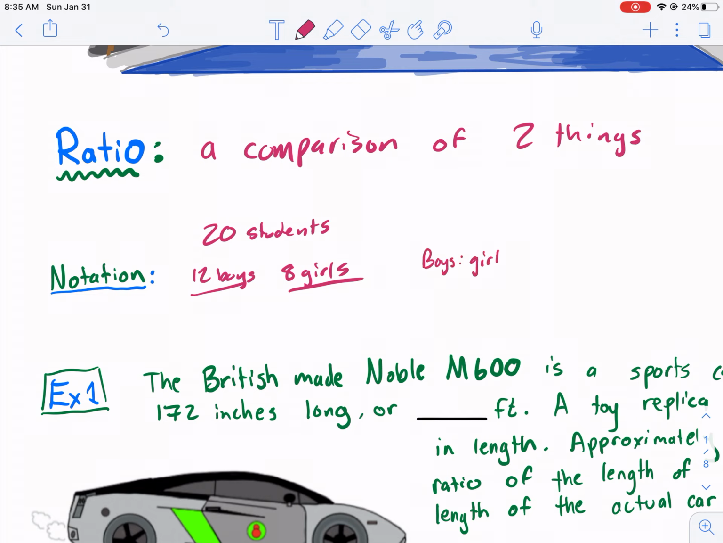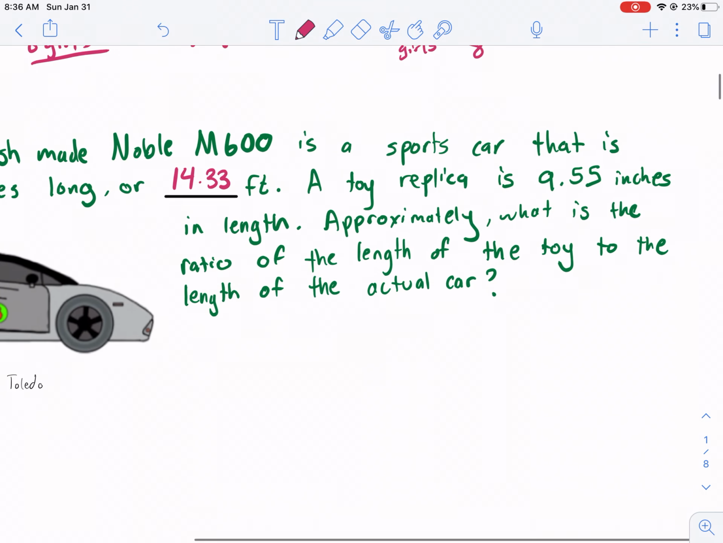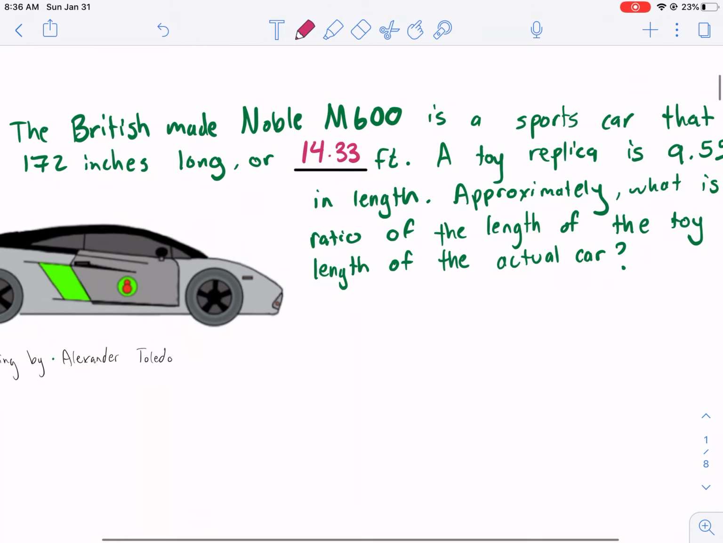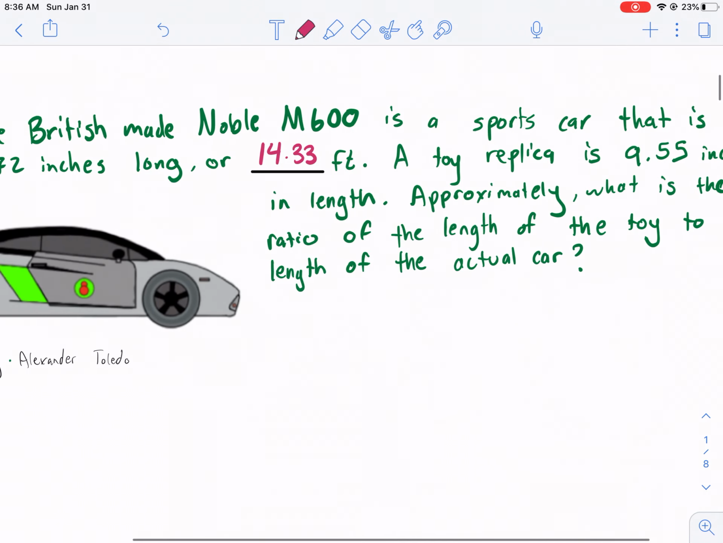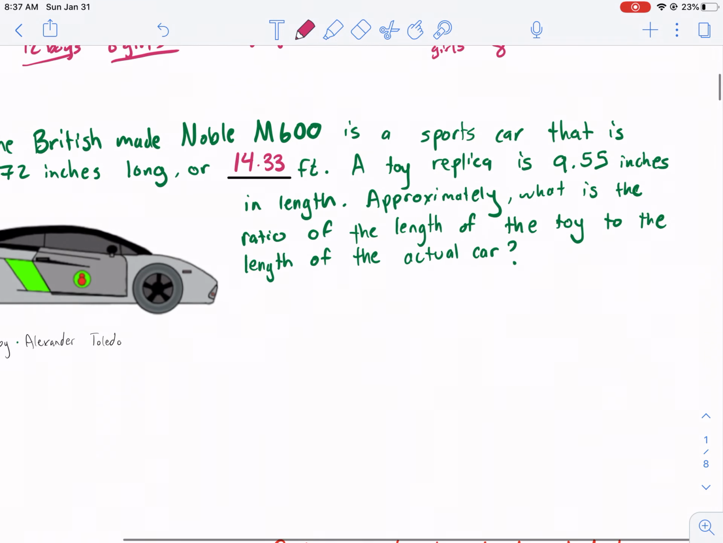The British-made Noble M600 is a sports car that is 172 inches long. Now if you wanted to convert this to feet, all you would need to do is 172 divided by 12, and it is 14.33 feet, just to give you a scale of how big it is. A toy replica is 9.55 inches in length. This is an actual problem, by the way. The actual car is 172 inches. A toy replica is 9.55 inches in length.